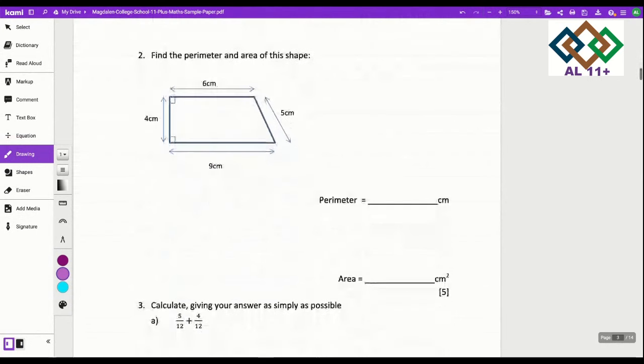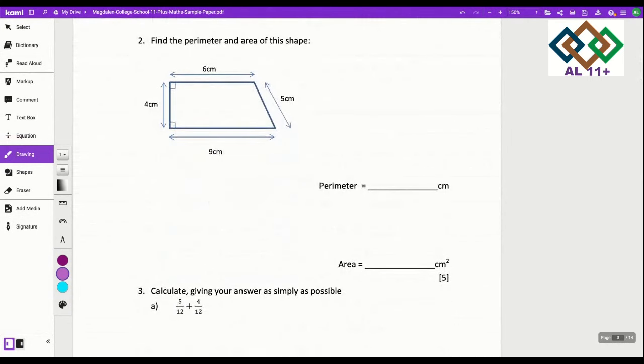And the next one is about perimeter. So you have to find the perimeter and area of this shape. To find the perimeter, you just need to add all the sides. So you have 4 plus 9 plus 5 and plus 6. That gives you guys 24.